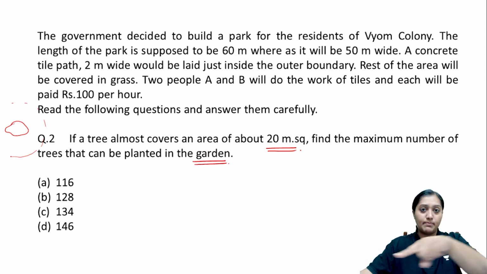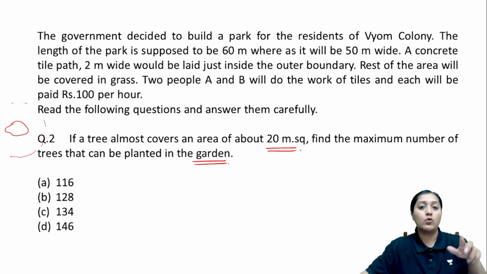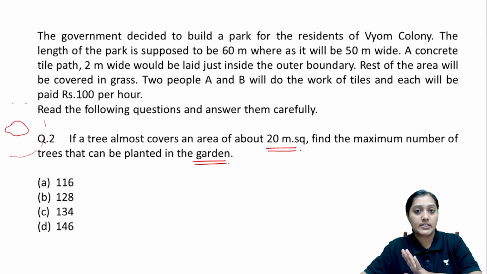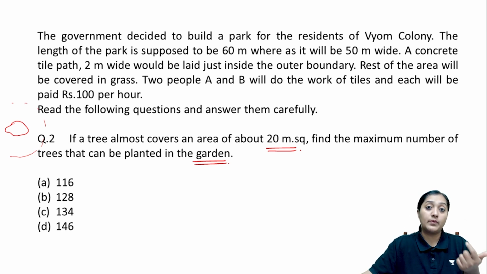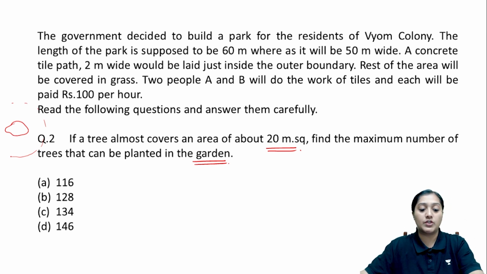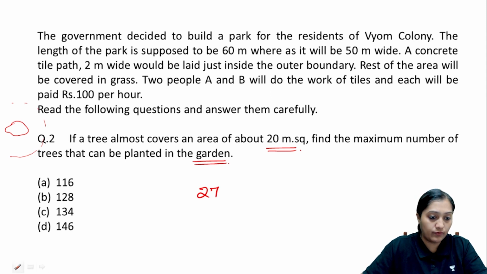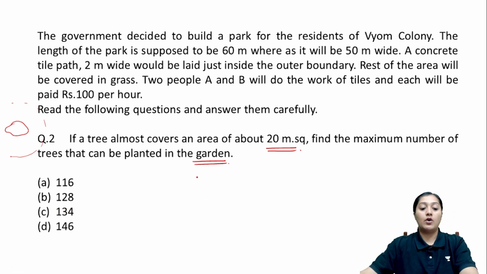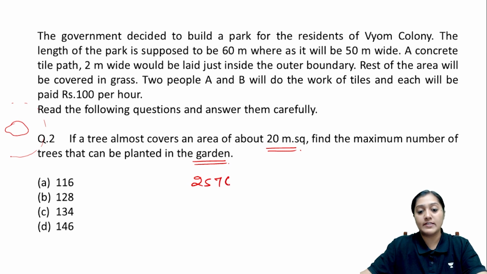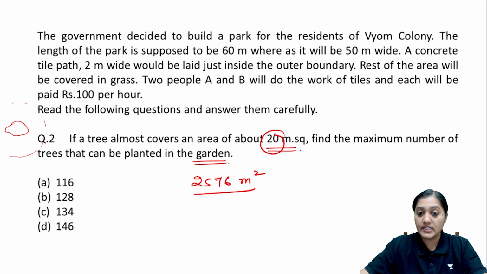Now this is very obvious question कि यार जो गार्डन होगा, हम ग्रास पार्ट की बात कर रहे हैं, there is a pavement, tiled pavement, उसमें we are not going to put the trees. That is obvious? Yes. So what was the area that we did calculate from the previous question? That was around 2576 was the area, I believe. Yes, that area was 2576 meters square, and every tree, this is the area that's covered by every tree.